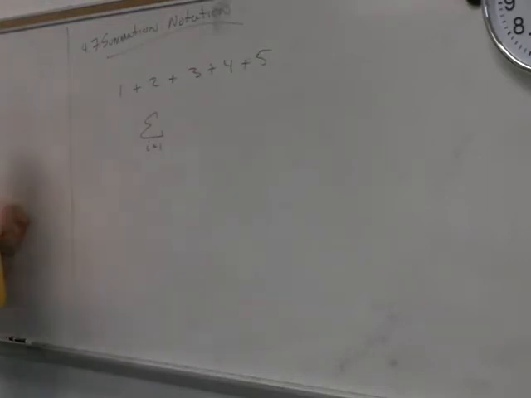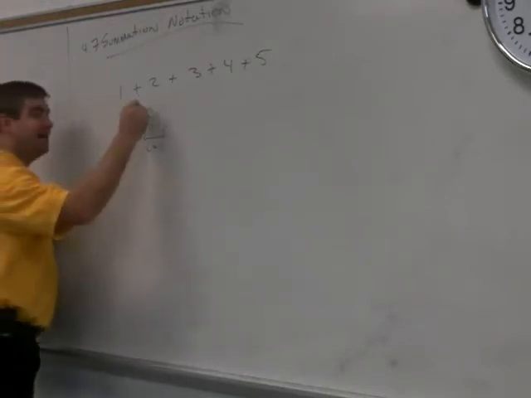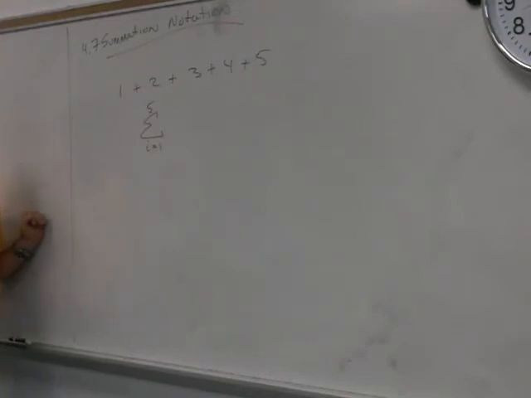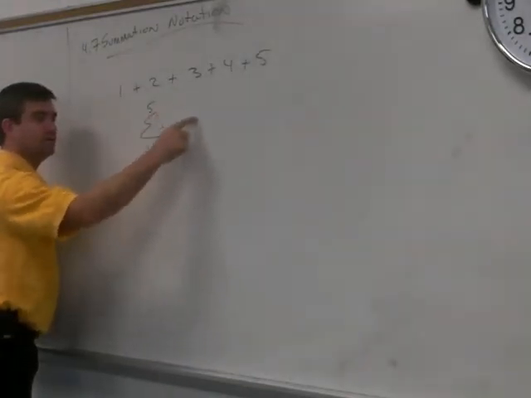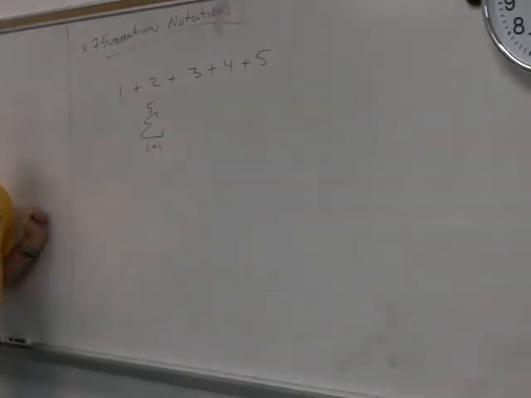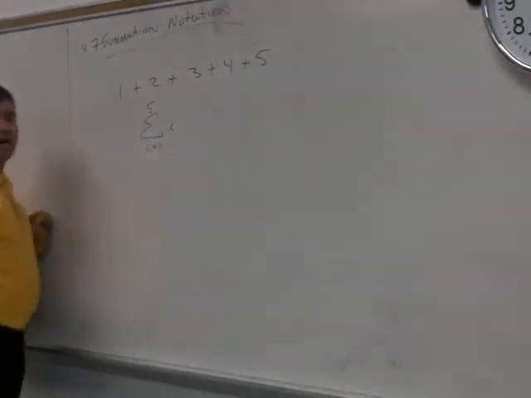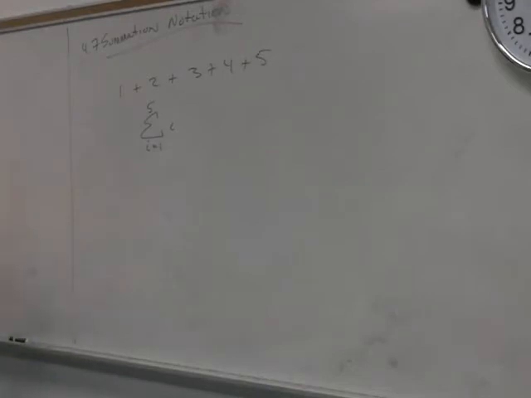But if it's a finite series, 1, 2, 3, 4, 5, how many terms do you have? 5 terms, right? So you put a 5 on top. And then what goes right here is the rule. In this case, what would the rule be? It would just be i. Okay? Questions? So this is summation notation.